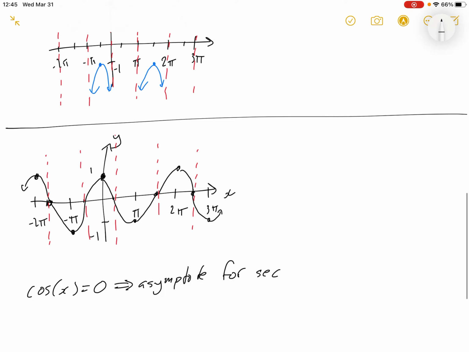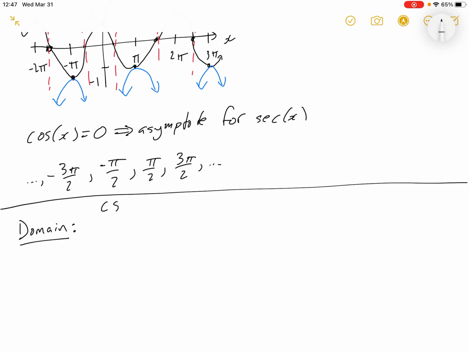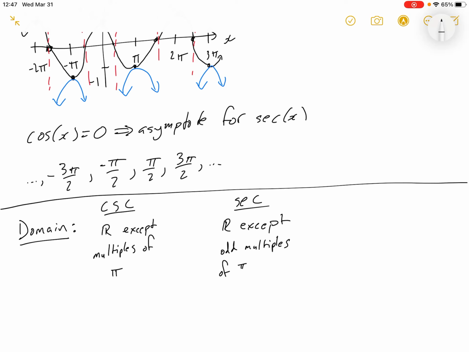The domain of each of these is similar. So for cosecant, it's all real numbers except multiples of pi. For secant, it's all real numbers except odd multiples of pi over 2. Notice I have to say odd multiples, 1, 3, 5, because if you do even ones, you would get something like 2 pi over 2, which would just be pi.